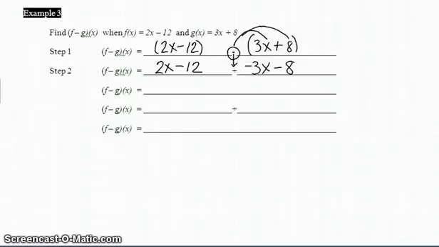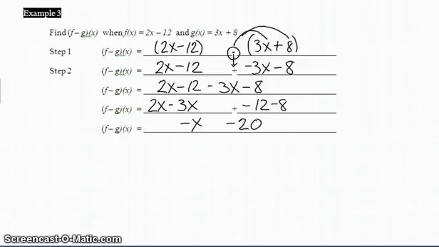Be careful that you change the signs all the way across that second function. Many students don't do that, and then they get lost along the way. So you want to make sure you change the signs all the way across. The next step was to write down the functions without the parentheses, then gather my like terms, and then add. I'm going to have negative x. Negative 12 minus 8 is negative 20. So I've got negative x minus 20.